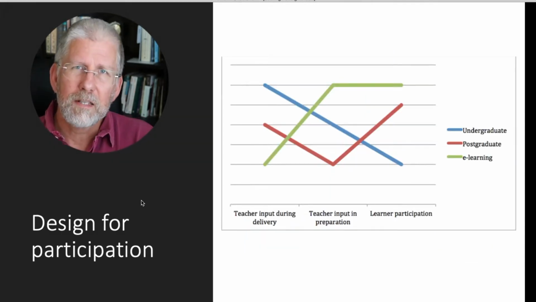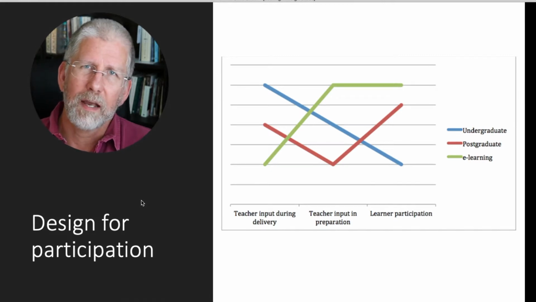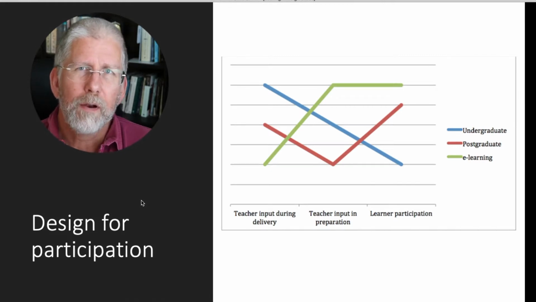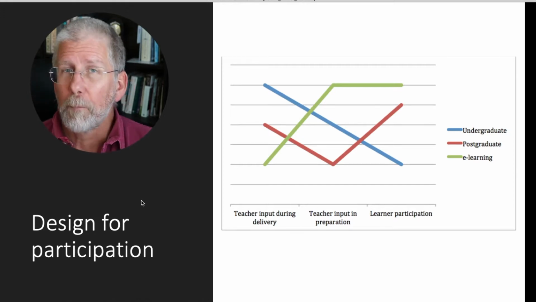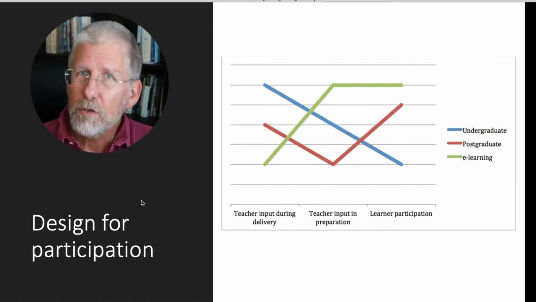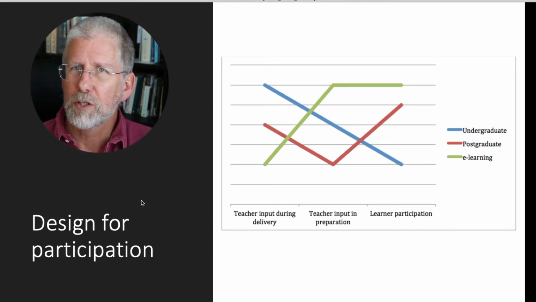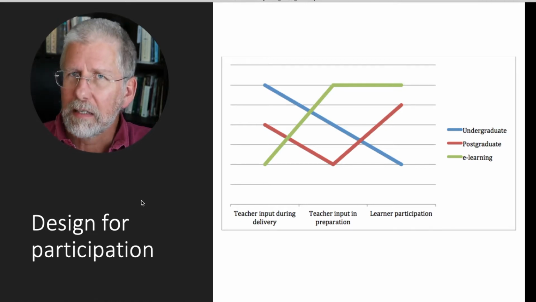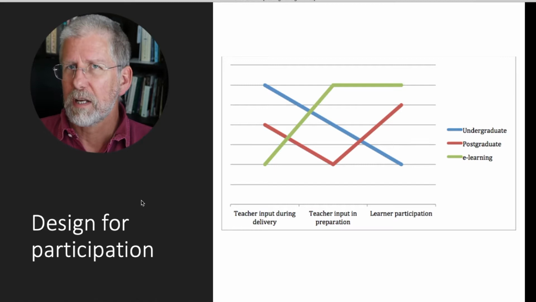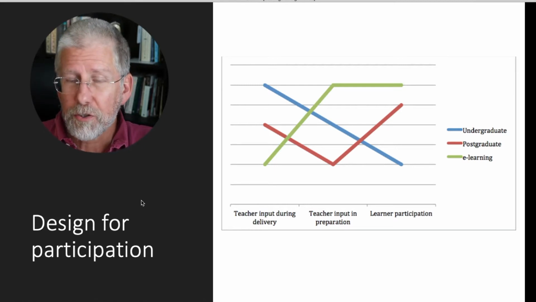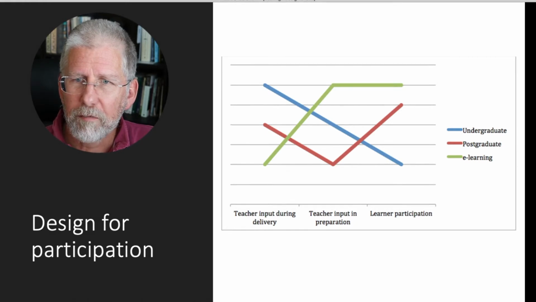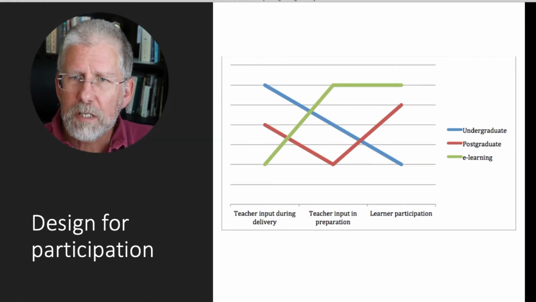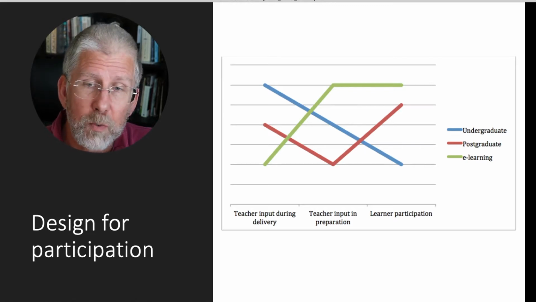This slide shows us how, when we design online education, we are actually designing for participation. Online education gives huge possibilities for students to actually participate actively in their learning and not just as passive listeners. So if you look at this graph, let's look at the blue line first, which corresponds to the chart we saw before of typical undergraduate design.